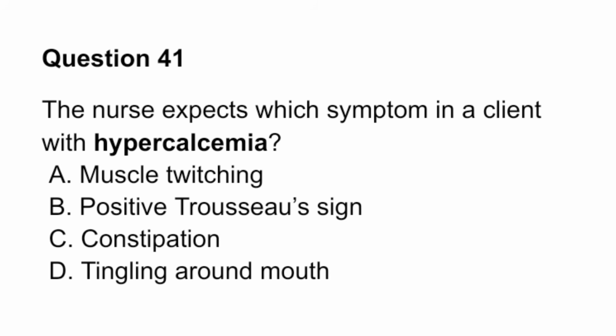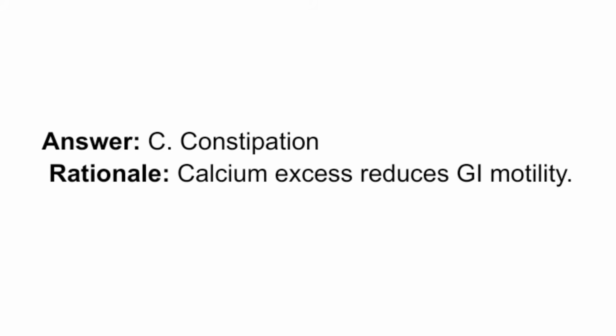Question 41. The nurse expects which symptom in a client with hypercalcemia? A. Muscle twitching. B. Positive Trousseau's sign. C. Constipation. D. Tingling around mouth. The answer is C. Constipation. Rationale: calcium excess reduces GI motility.